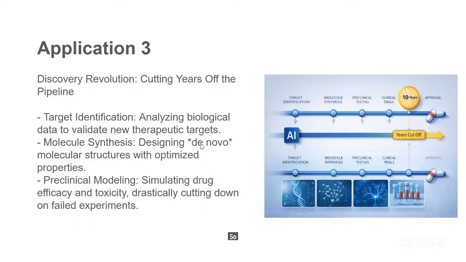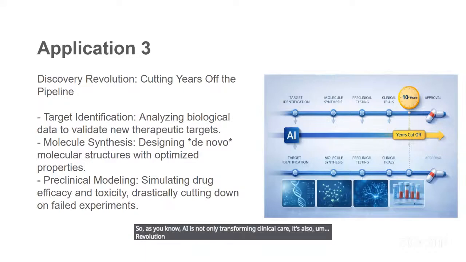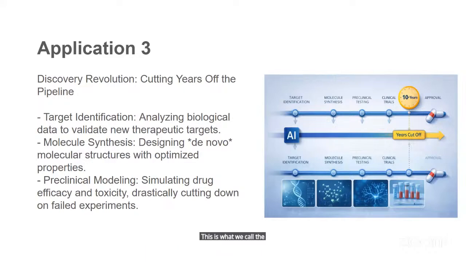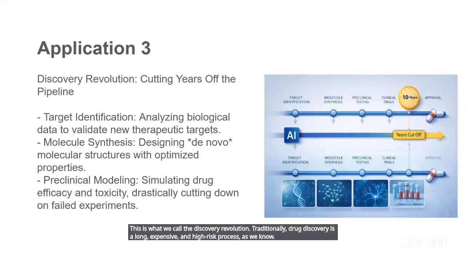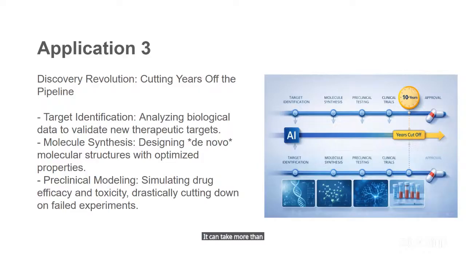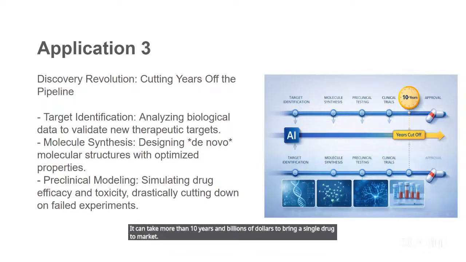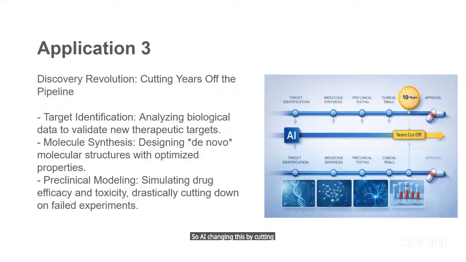So as we know, AI is not only transforming clinical care, it's also revolutionizing how new drugs are discovered. This is what we call the discovery revolution. Traditionally, drug discovery is a long, expensive, and high-risk process, as we know. It can take more than 10 years and billions of dollars to bring a single drug to market. So AI is changing this by cutting years off the discovery pipeline.